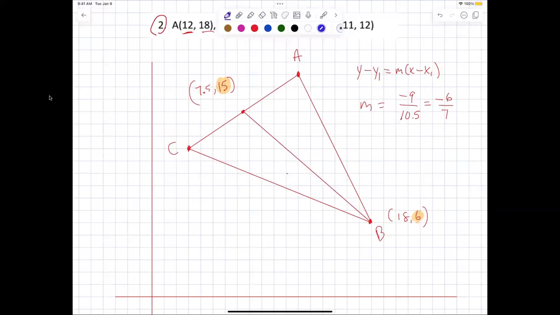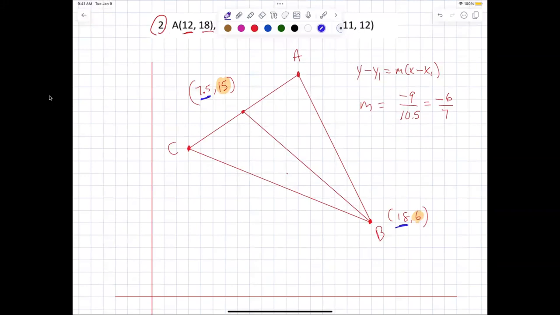Say it again. Come on. Shh, no, who's asking a question? From 7.5 to 18 is 10.5. I just calculated the slope. Right?